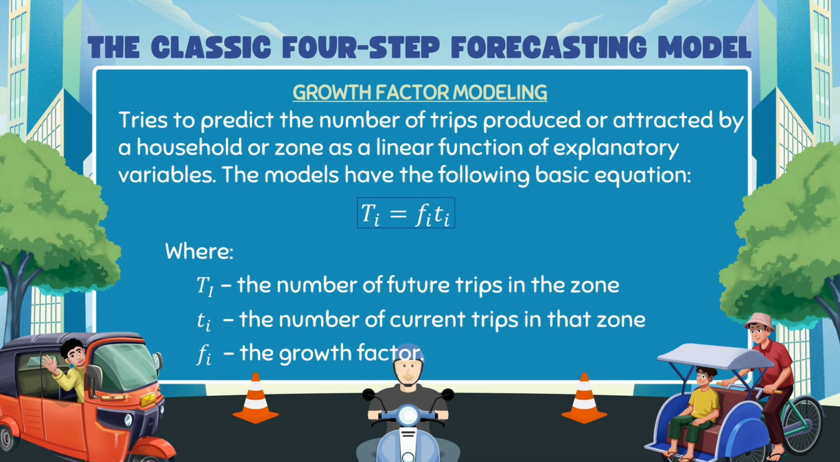For example, if a zone has 1,000 households, it may generate 3,000 trips per day. So for growth factor modeling, it tries to predict the number of trips produced or attracted by a household or zone as a linear function of explanatory variables. The models have the following basic equation: T_i = F_i × t_i, where T_i is the number of future trips in the zone, t_i is the number of current trips in that zone, and F_i is the growth factor.